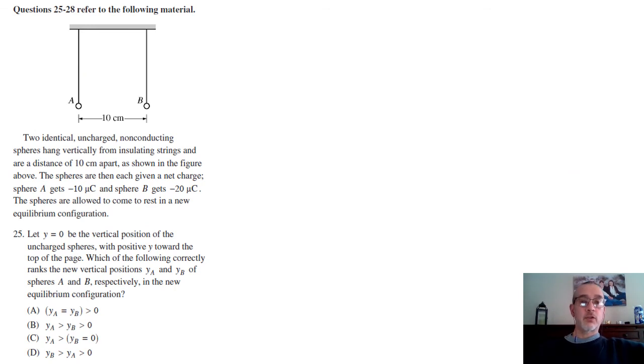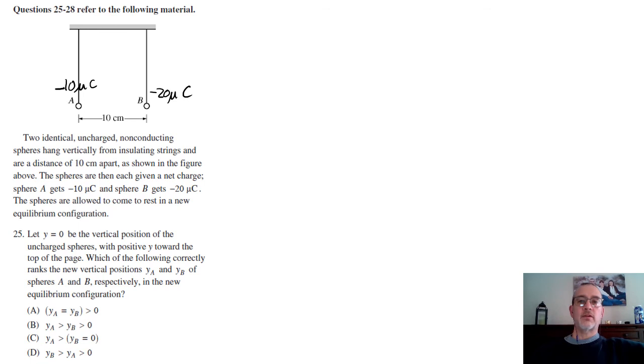Now we've got several questions about this situation where we've got two identical spheres. They're hanging down. They're initially 10 centimeters apart. And then they get charged. So A gets negative 10 microcoulombs. So I've got negative 10 microcoulombs over here. And then B gets a charge of negative 20 microcoulombs. Now you can see that they are going to be repelling each other.